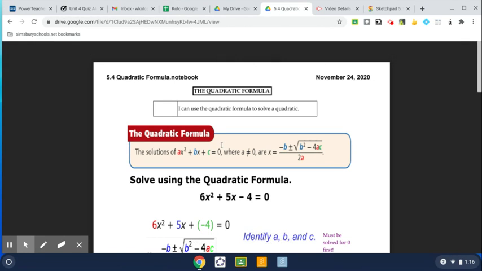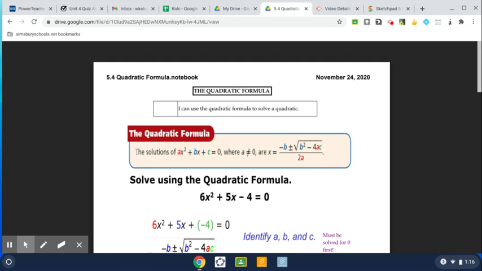As you can recall from our last class, we used factoring and then something called the zero product property to solve quadratic equations. Unfortunately, you cannot factor all polynomials, okay? Therefore, sometimes you have to use the quadratic formula to find the solutions.